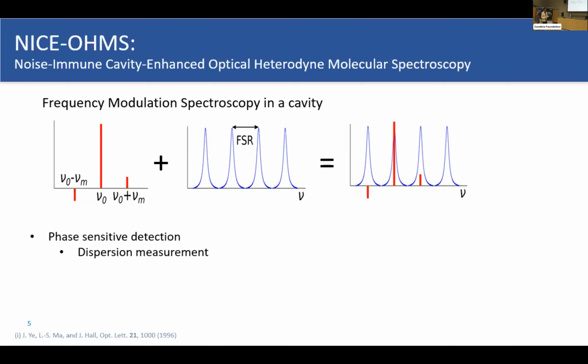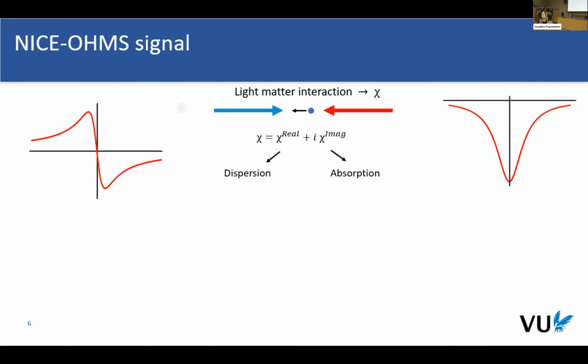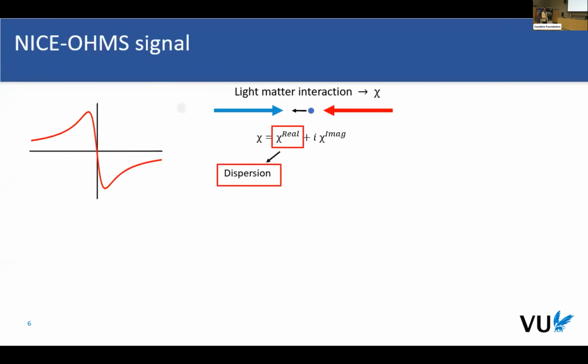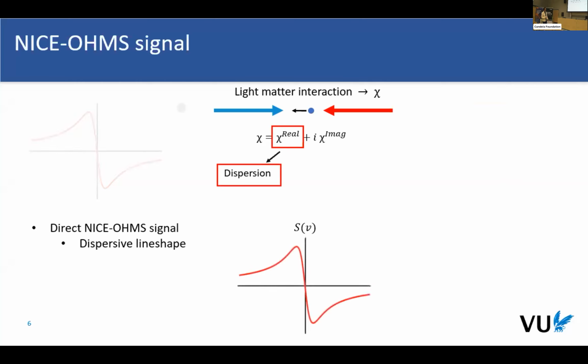So we do a dispersion measurement, and I would like to go slightly into this. You can picture the light-matter interaction, the molecule interacting with both beams, through the susceptibility, where you have the real and the imaginary part. The imaginary part is the absorption, but with NICE-OHMS we are sensitive to the dispersion. So we acquire these kinds of dispersive line shapes. That is the direct NICE-OHMS signal, this dispersive line shape.